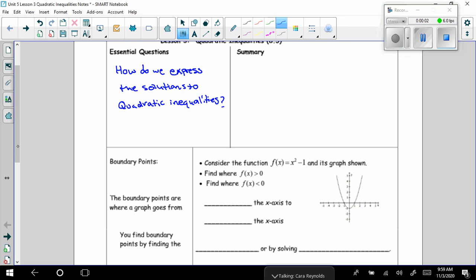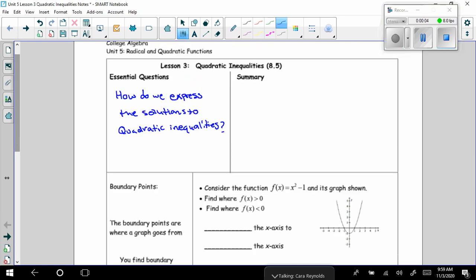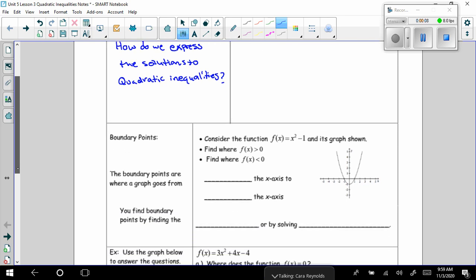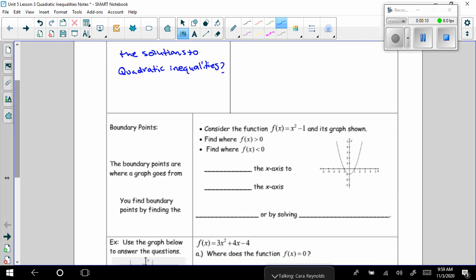Okay, so moving into Unit 5, Lesson 3, we're going to look at quadratic inequalities and how to express those solutions. We haven't done a ton with inequalities in terms of graphs, but I just wanted to do some nonlinear ones, as everything else is kind of a prerequisite. So we're going to consider the function f of x is equal to x squared minus 1, which is shown right here in the graph.